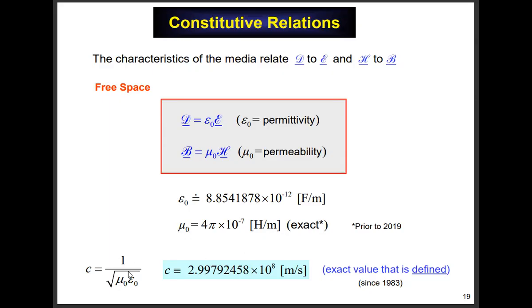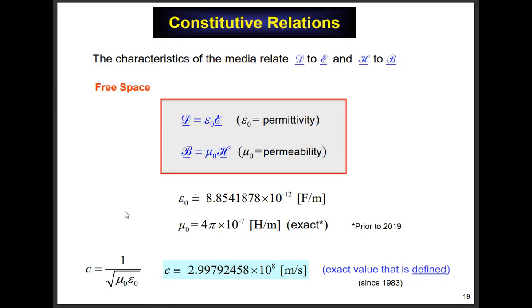The speed of light in free space is approximately 3 times 10 to the 8th meters per second. But here's a more accurate value. And we'll be deriving this before too long. It's equal to 1 over the square root of mu 0 epsilon 0. So you plug in these two numbers, you get the speed of light.